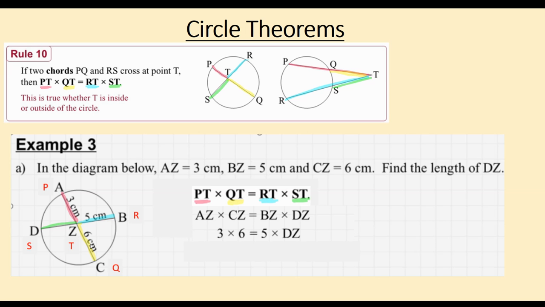We can then simplify that down so that we know 3 times 6 is 18. That's equal to 5 times DZ, and therefore to get DZ on its own, we would need to divide by 5, and you get an answer of 3.6 centimetres, and done.